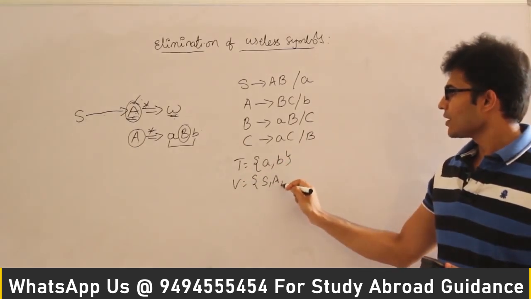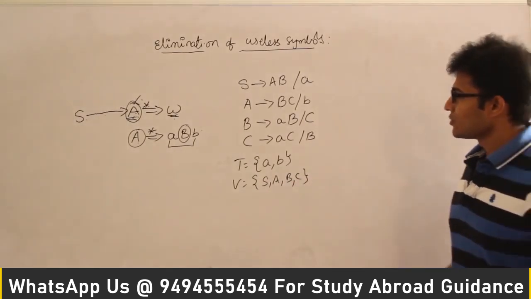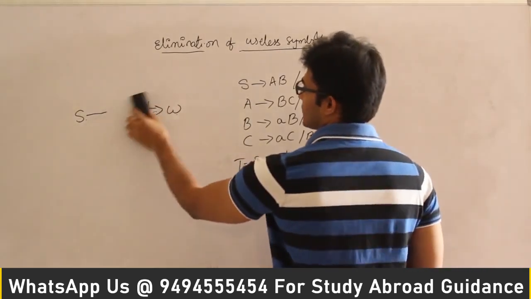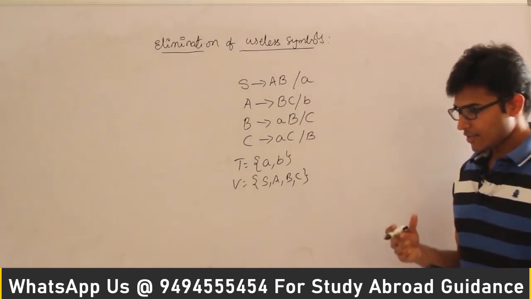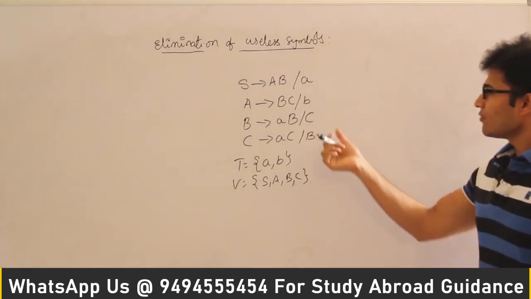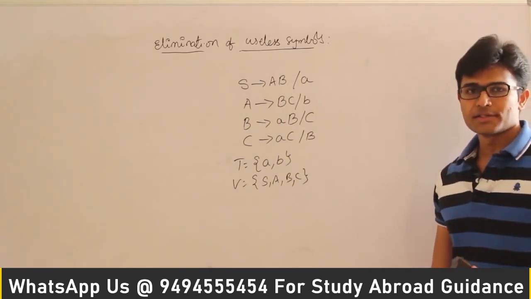Variables are S, A, B, C. These are the variables and these are the terminals. So first step is you have to find out the symbols which are useful. Useful means which will be able to generate some terminal, right? So what are the symbols in this grammar which will be able to generate some terminals?